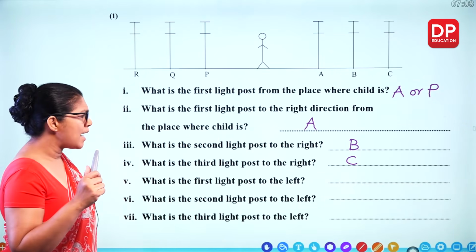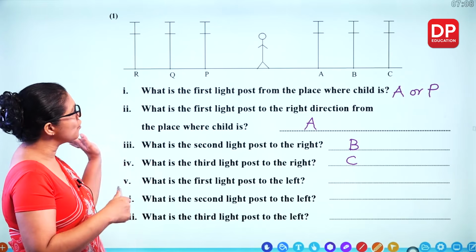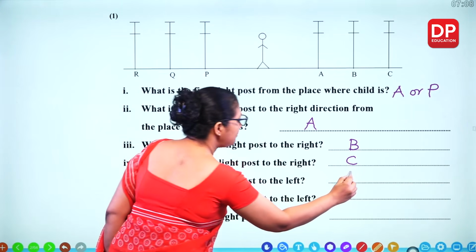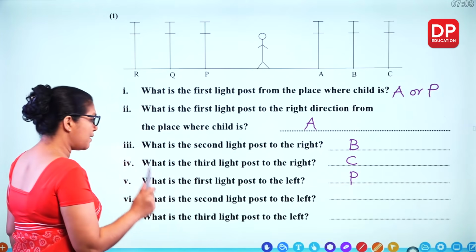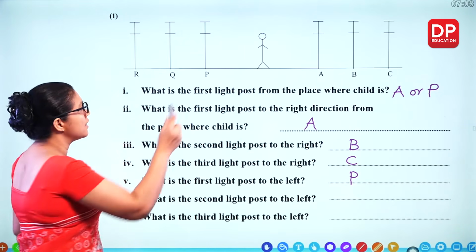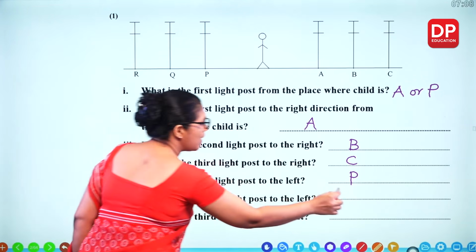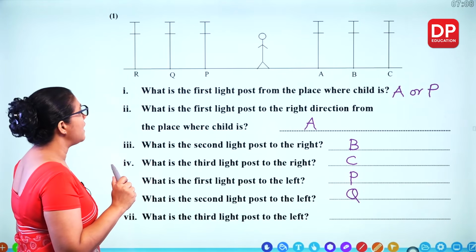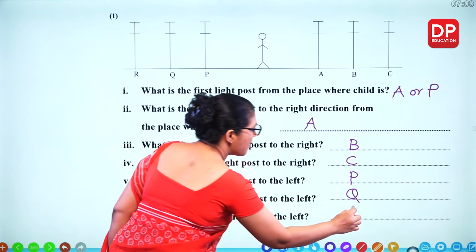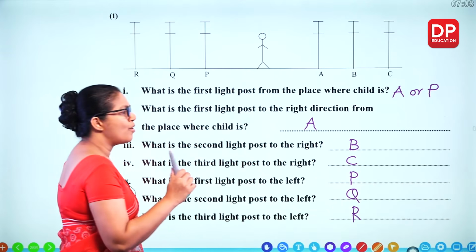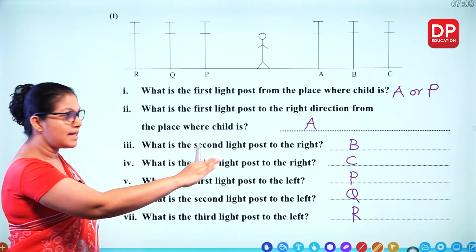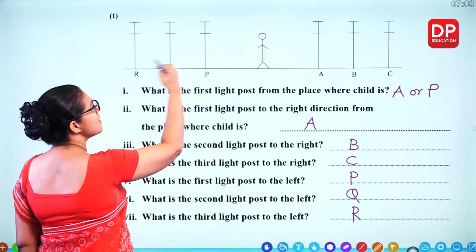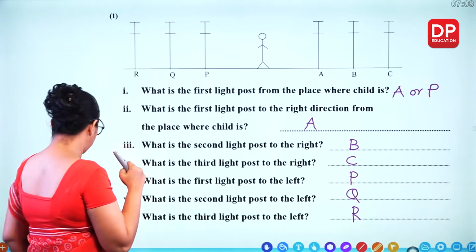What is the first light post to the left? So you have to take this direction. So that's P. And what is the second light post to the left? You can say that's Q. And what's the third light post to the left? That's R. Now you know to the right side, that means this way, and left means this way.